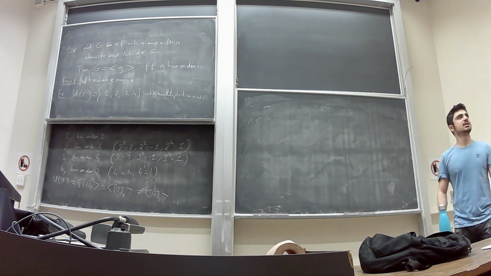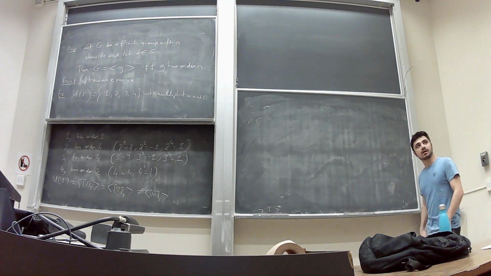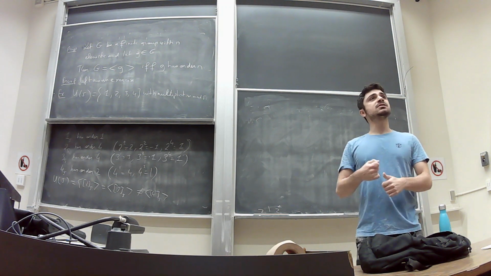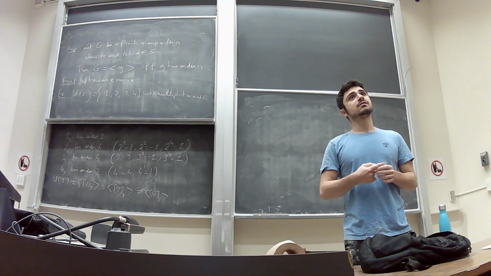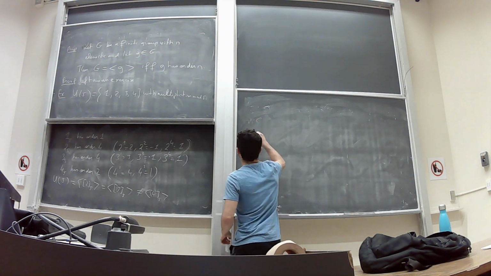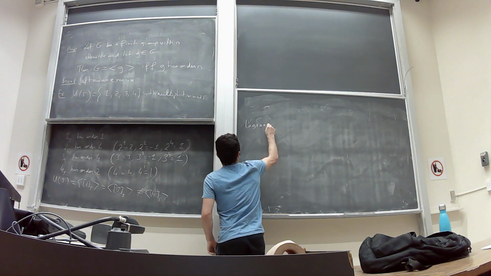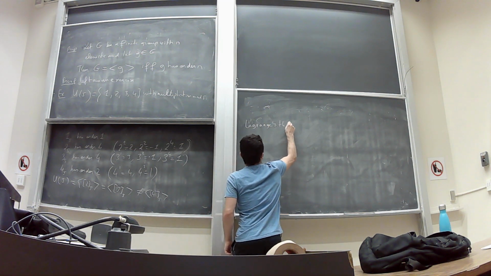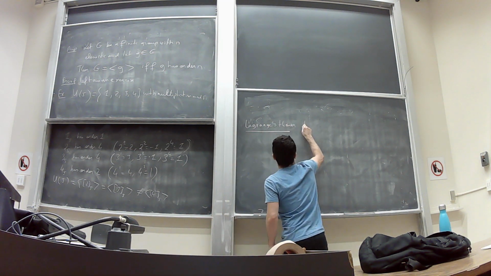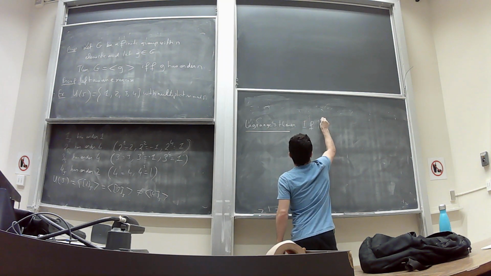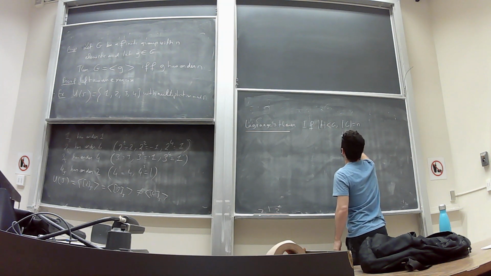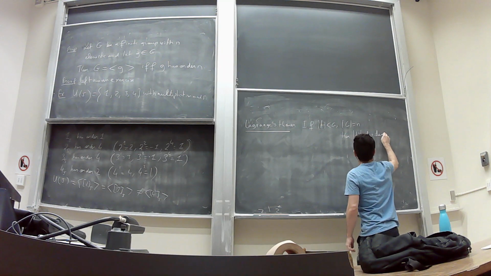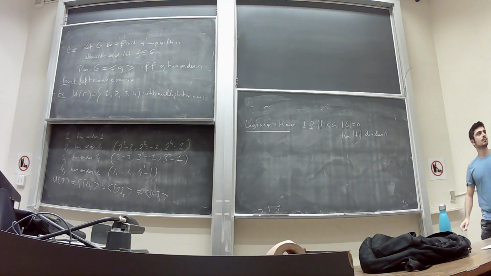Now Lagrange's theorem states that if you have a group with n elements, then any subgroup of the group must have number of elements dividing n, right? So Lagrange's theorem: if H is a subgroup of G and G has n elements, then the order of H divides n.